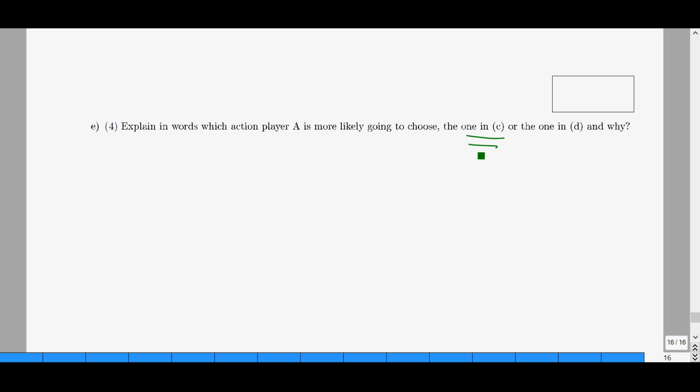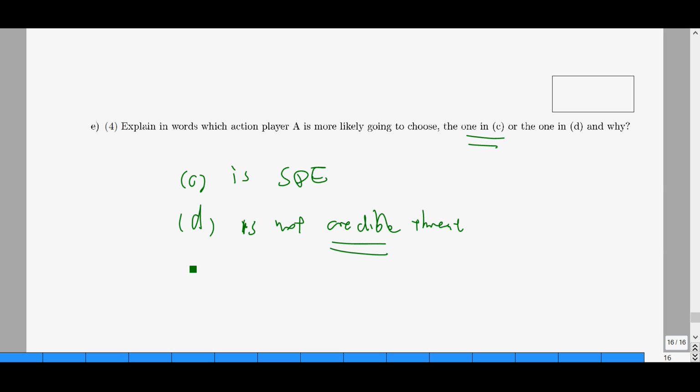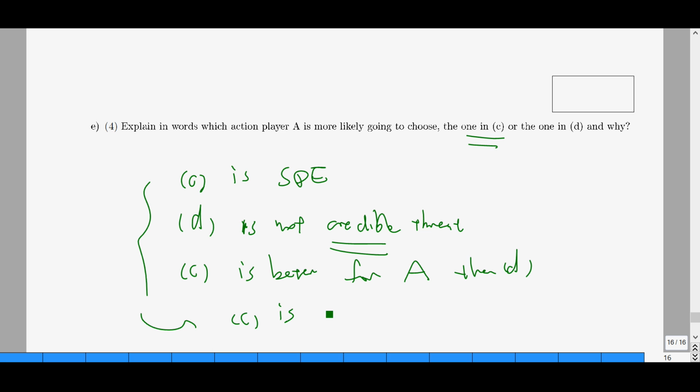And which one? So this is the same as the corresponding question in version B. So of course C is better. So C is the SPE. That's the first thing you write. D is not a credible threat. So I'm threatening my brother that I will reject. But actually, if my brother actually picks that proposal, I will not reject. So that's not credible. And also C is better for my brother than D. So combining these 3 reasons, C is more likely. So I'll say that player A will choose the action in C.